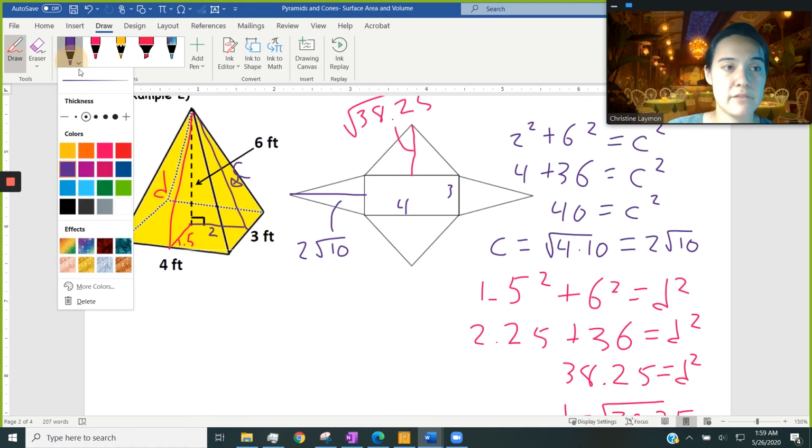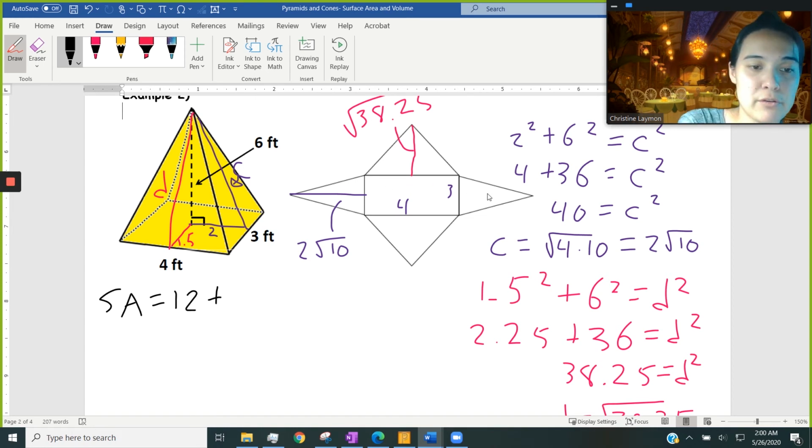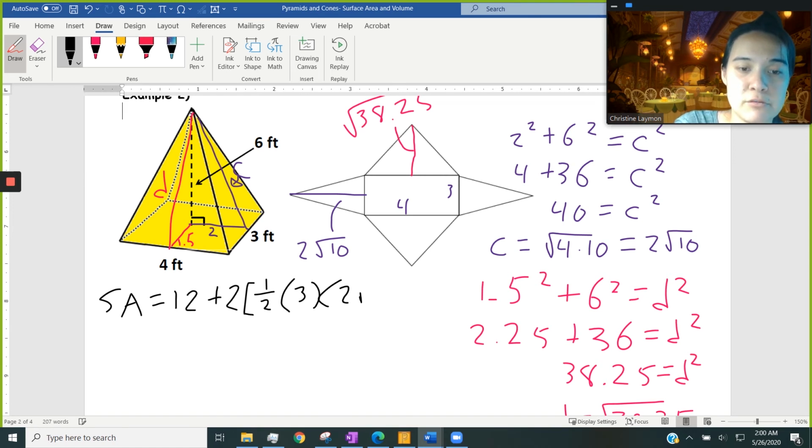Okay, let's go ahead and officially put this together to get our surface area. So our surface area is the area of the base. Notice that our base is a rectangle. So we have 3 times 4 to get us 12. Plus, let's go ahead and do these 2 triangles right here. So I've got those 2 triangles times 1/2 times the base. This direction's base was 3. So times 3 times the height, which in our case was 2 root 10.